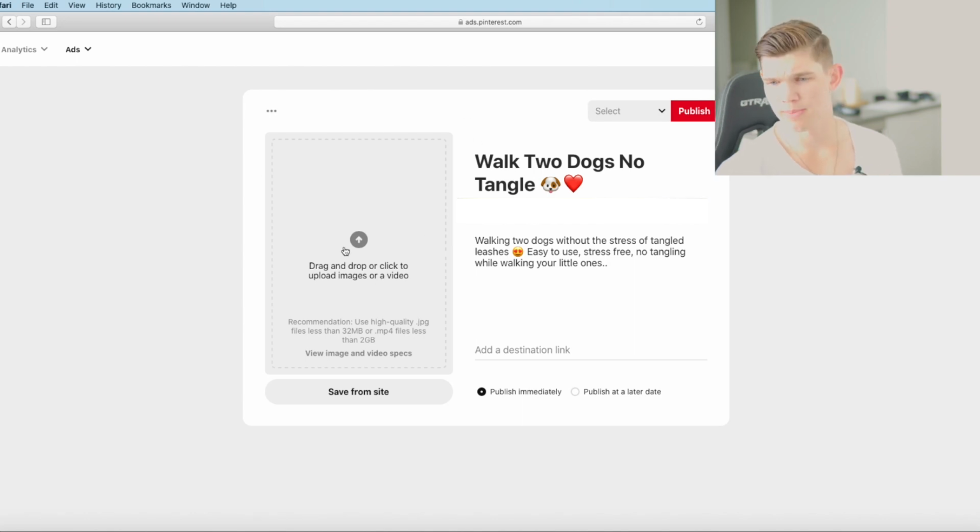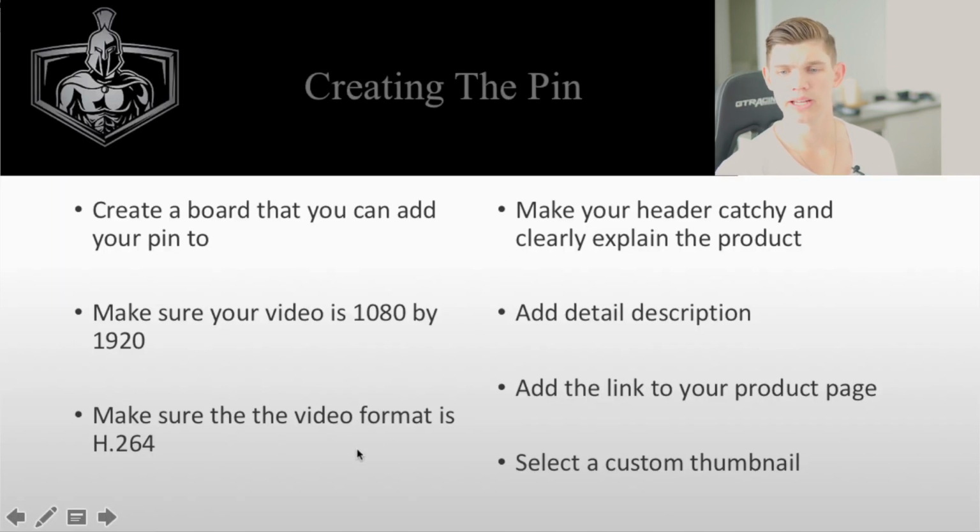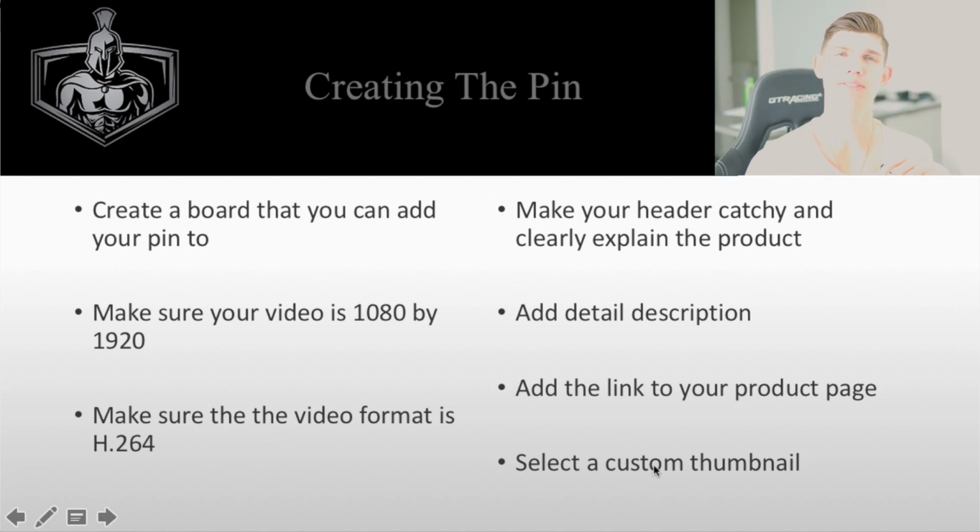Again, we went over the specs. It has to be 1080 by 1920, formatting H.264. We've gone through, we've made a catchy header, we've added a detailed description, added your product page and link. Selecting a custom thumbnail is a huge thing. Especially with Pinterest, it's a very visual platform. So you want to make sure that your pin thumbnail really pops, really stands out to everyone. Make sure that it's something that, whoa, really catches your eye, really draws the viewer in. And at the same time, your title really needs to draw the viewer in.